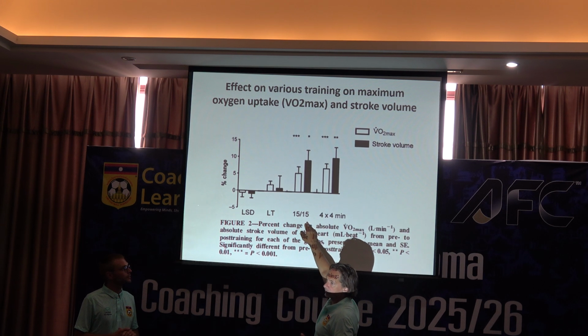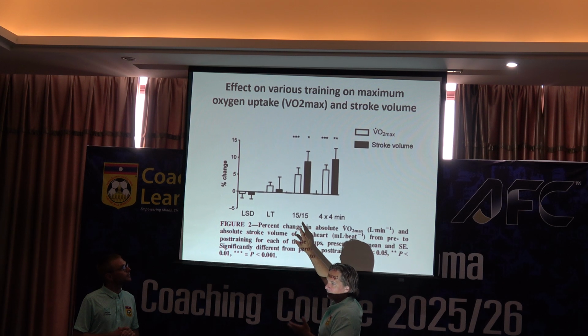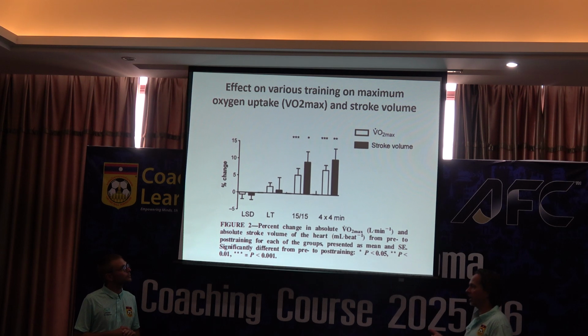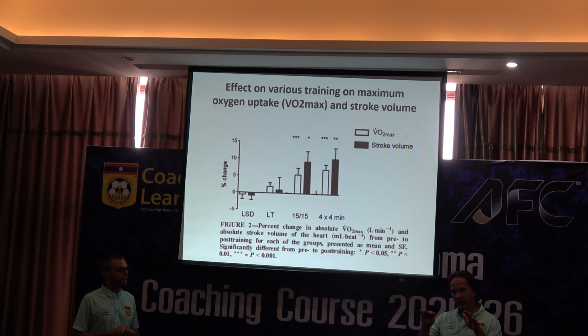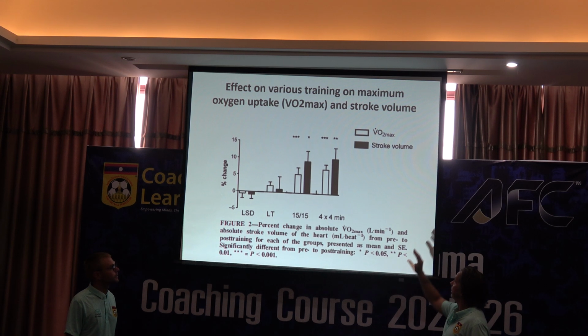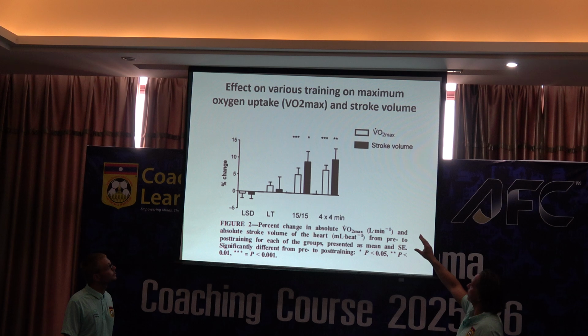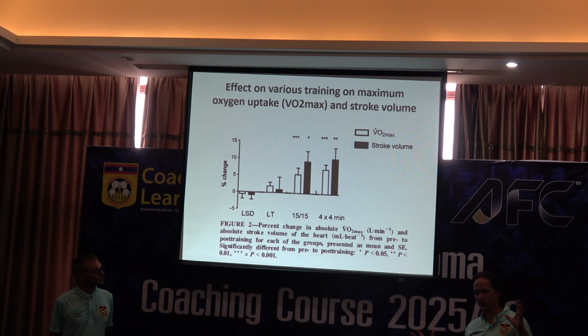But the group that did 15 seconds of running at a very high intensity, 15 seconds of recovery, so something close to speed endurance and aerobic in the same mix, and the group that did classical aerobic high intensity interval training with a really high heart rate, had a large effect: around 7-8% in the maximal oxygen uptake, and 10 to 12% change in the stroke volume, the strength of the heart.